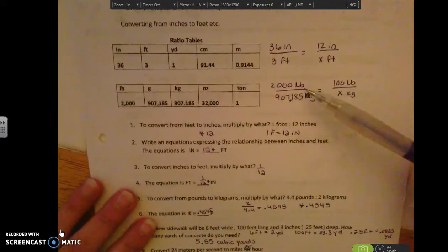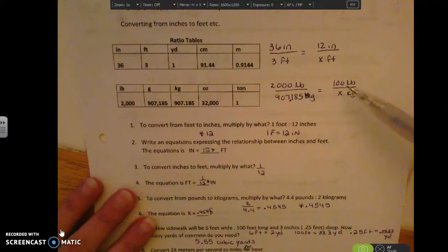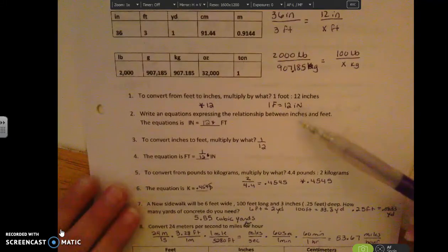Same thing here, if I had 2,000 pounds over 907.185 kilograms, if I wanted to figure out what 100 pounds was, I could do 100 pounds over X kilograms and cross multiply and solve. So here are a couple questions to maybe lead you along.